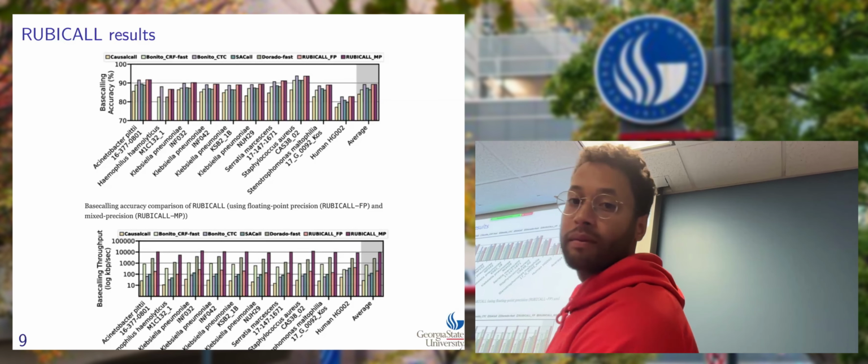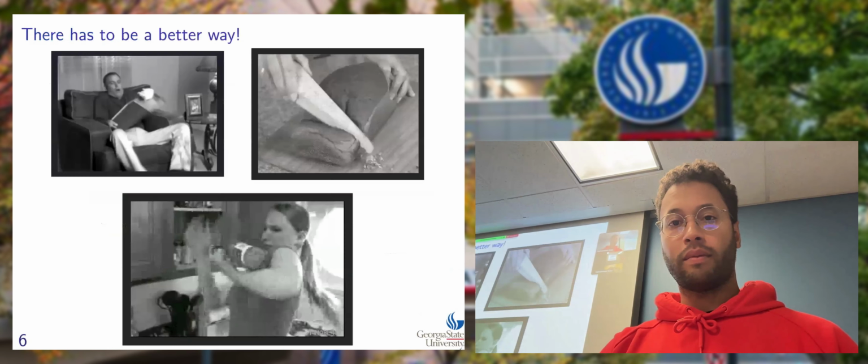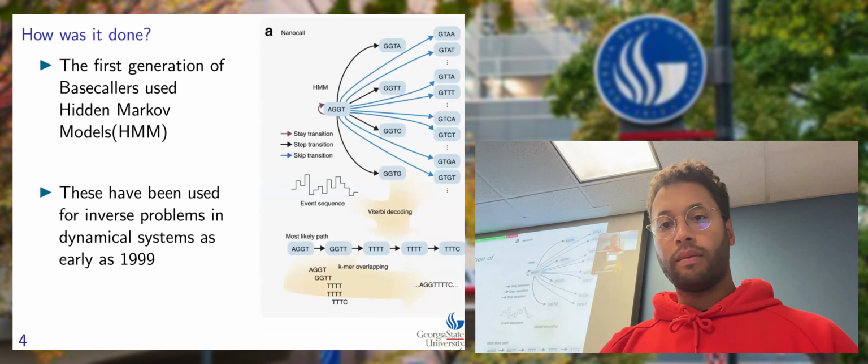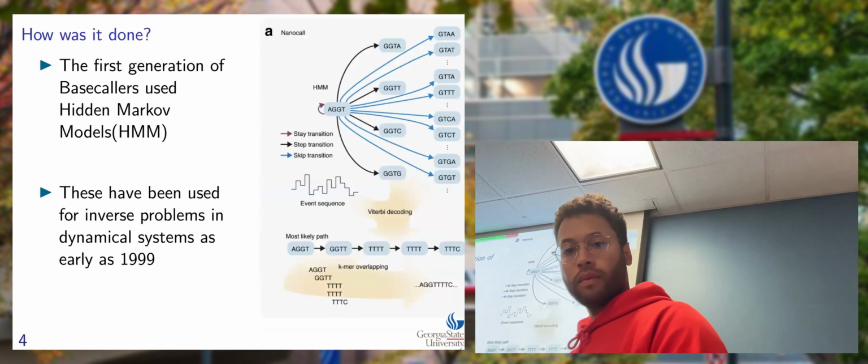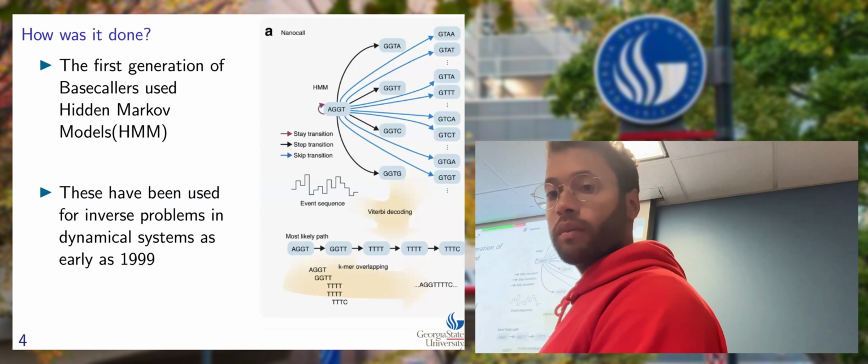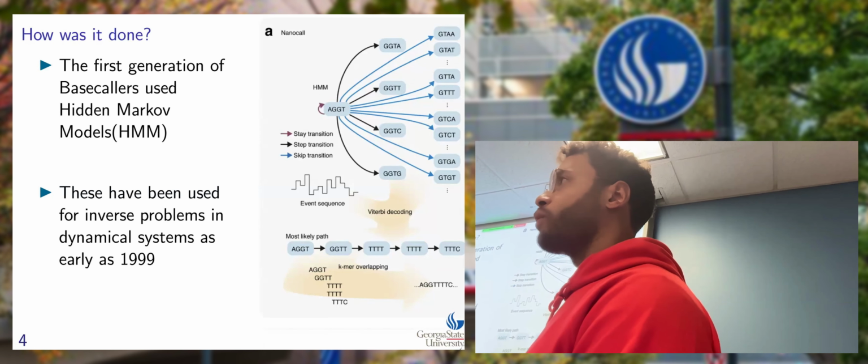Can you go back to the hidden Markov model? Yeah. So what do you do? What are the weights? The weights are trained.